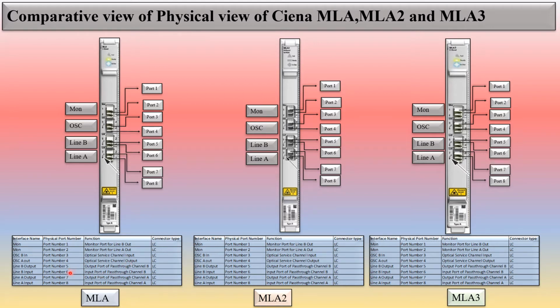Port number 5 is for line B output, the output port of pass-through channel B, and port number 6 is the line B input port of pass-through channel B. Port number 7 is the line A output port of pass-through channel A, and the input port of pass-through channel A is port number 8, which belongs to line A. In the same way for MLA, MLA2 and MLA3, there is a similarity between all these ports and interfaces, and between the physical views of MLA, MLA2 and MLA3.